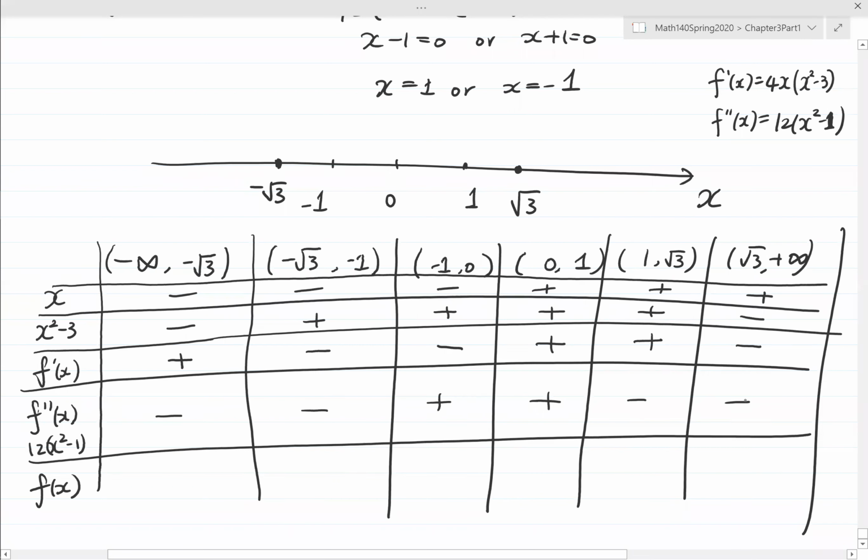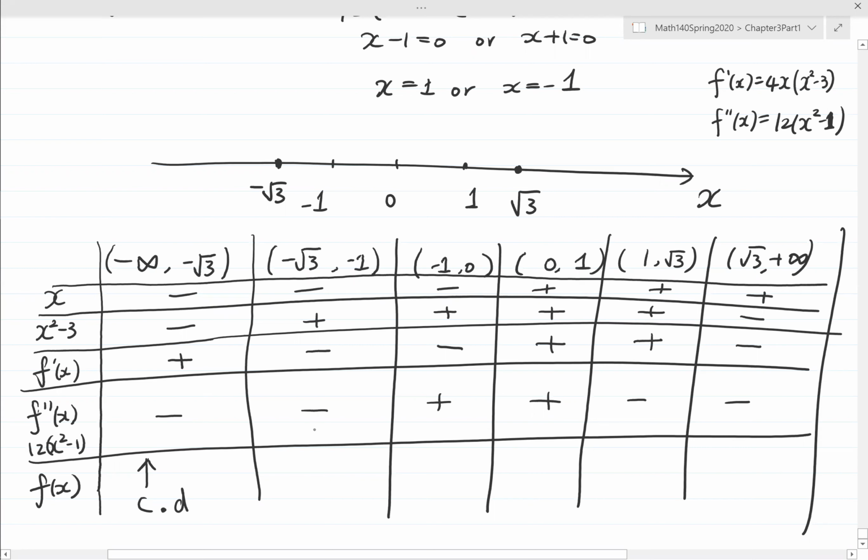And then f of x. So first derivative tells us increasing, decreasing. So here, the first interval, negative infinity to negative root 3, is actually increasing, okay? Increasing. Concave up or concave down: we know the second derivative is negative, so it's concave down.